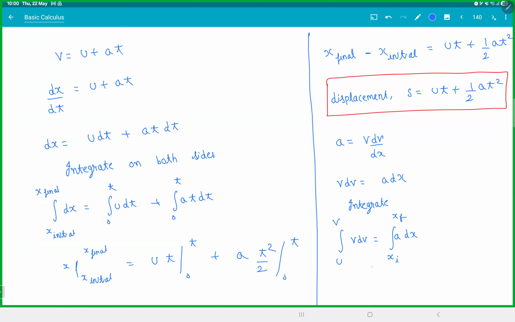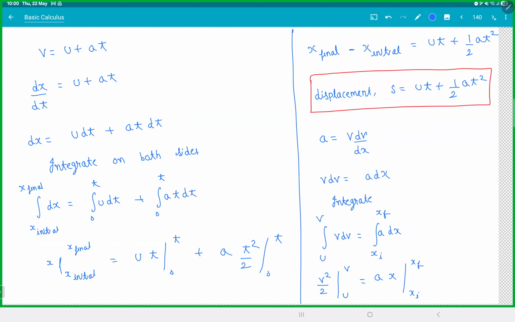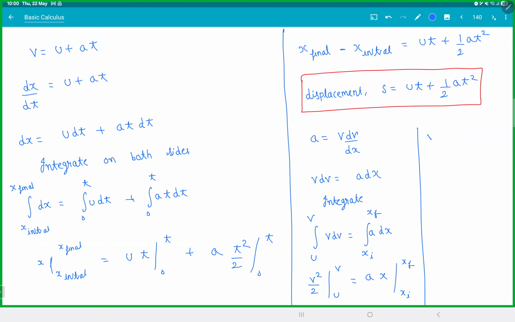This is u to v. So when I integrate this, I'll get v square by 2. Limits u to v. This will be a. x limits will be x initial to x final. This guy will be v square minus u square by 2 is equal to a into x final minus x initial.